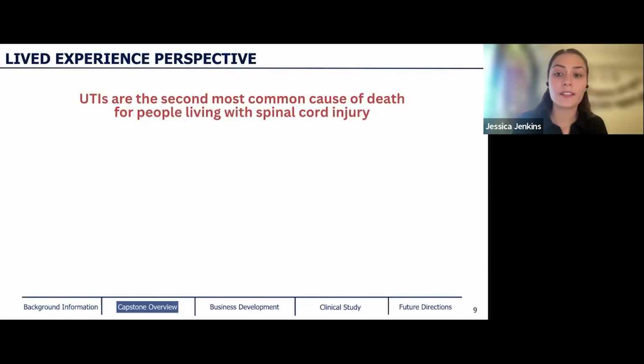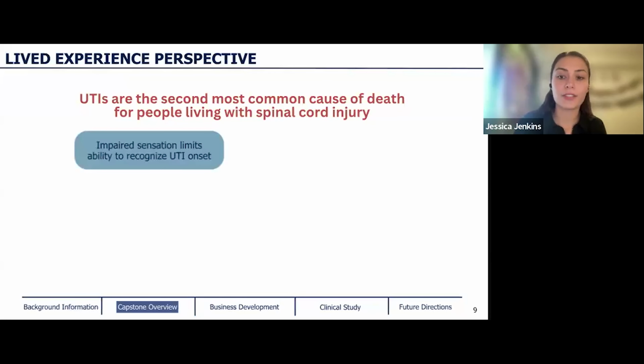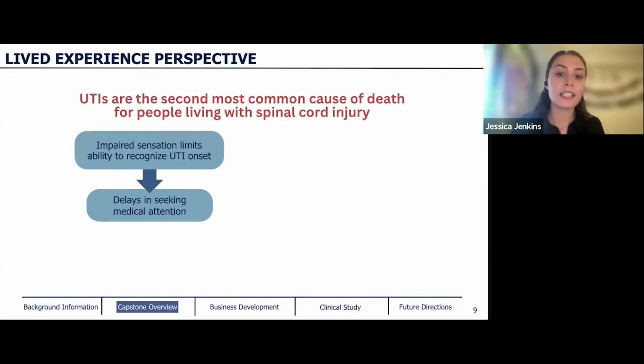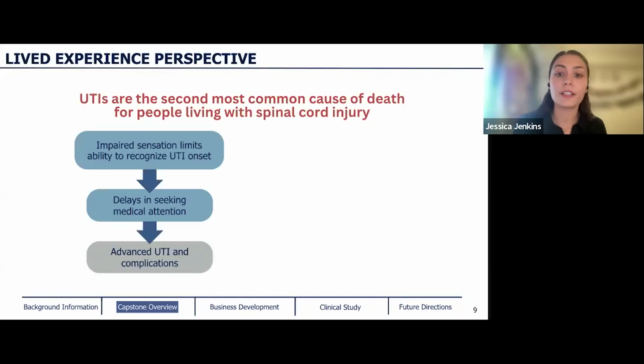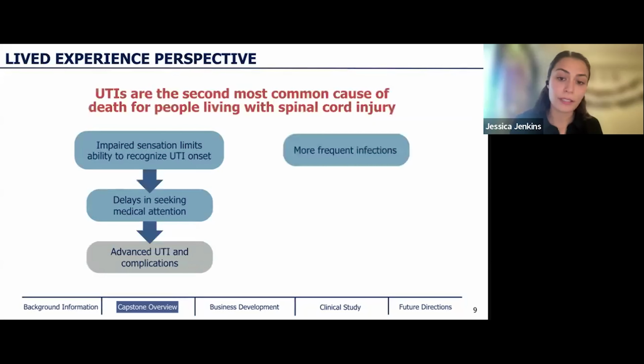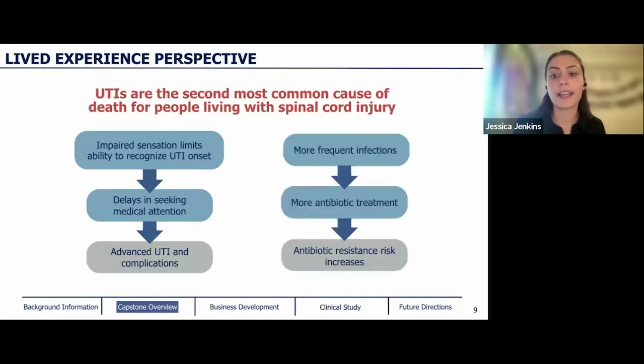Then we learned that this is in part because impaired sensation can make it difficult to recognize the onset of a UTI, which causes delays in seeking medical attention, leading to advanced infection and severe UTI complications. Similarly, people with spinal cord injury, who often rely on catheters to void, experience UTIs more frequently and are more likely to develop antibiotic resistance compared to the general population. The combination of these risk factors can make UTIs extremely dangerous.